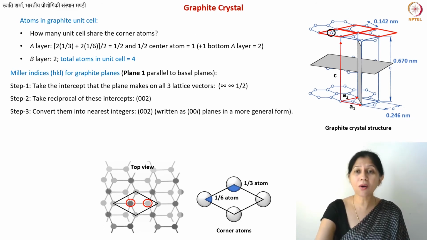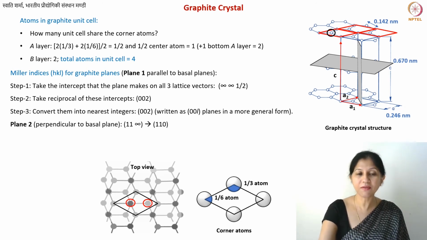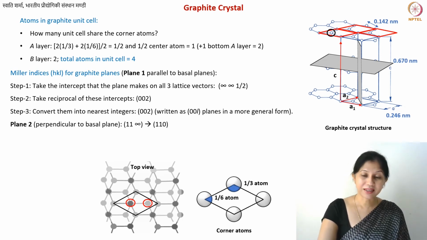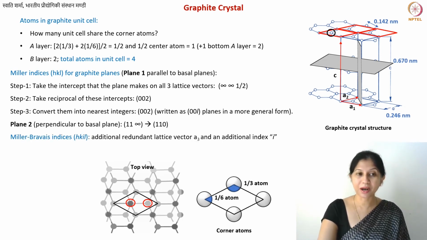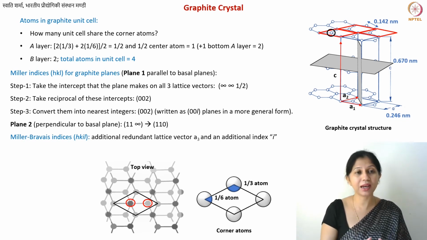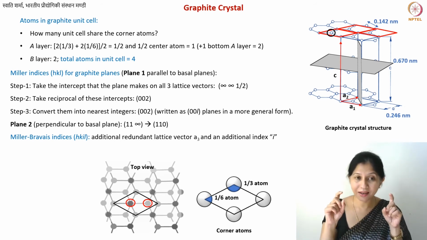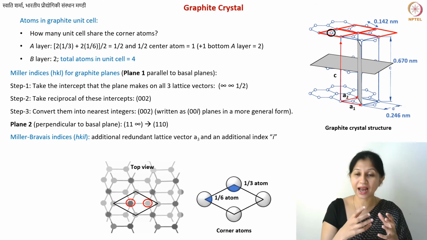Okay. Now also we can take another vertical plane. You can do the calculations by yourself, but I have already shown that this would be your 110 plane. Now these were the Miller indices. In the case of hexagonal crystals, you also have another parameter that defines your crystal, which is known as the Miller-Bravais indices. Miller indices have H, K and L. In the case of Miller-Bravais, you will have H, K, I and L. So there is a fourth additional index, actually a redundant lattice vector a3, which is added.